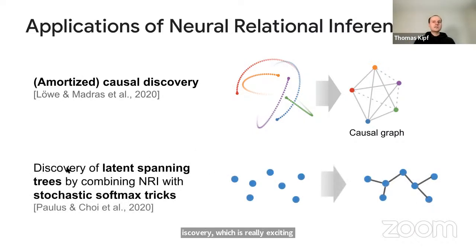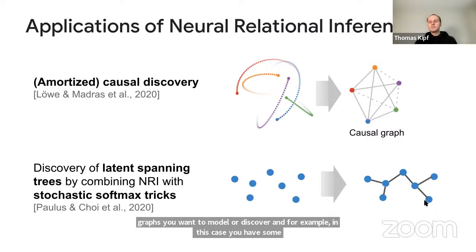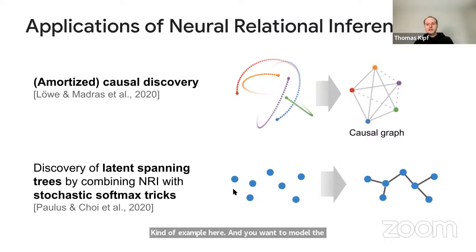And another aspect is you don't always have to just discover some unstructured graphs or undirected graphs, but you can also, for example, put additional constraints on the graphs you discover. For example, you only want to allow for spanning trees to be discovered. And so there was this paper called Stochastic Softmax Tricks, and they were able to include additional constraints on the kind of graphs you want to model or discover. And for example, in this case, you have some kind of example here and you want to model the latent spanning tree. And this is just a toy example here, but you can do this in more complex settings.